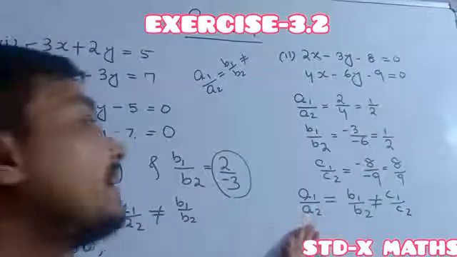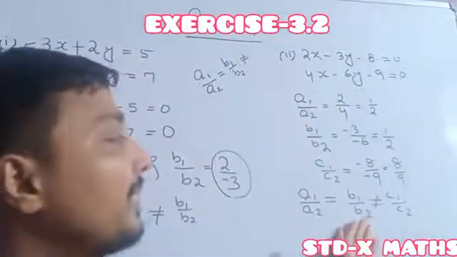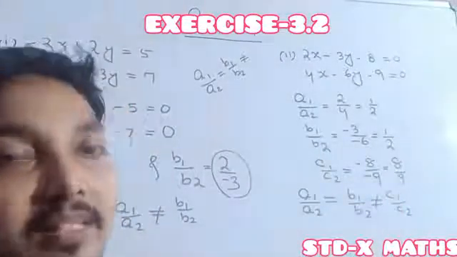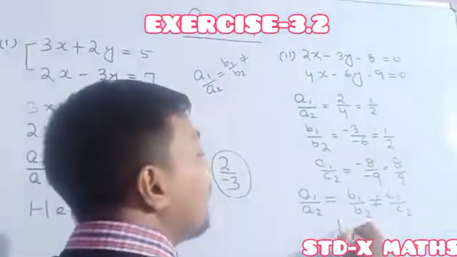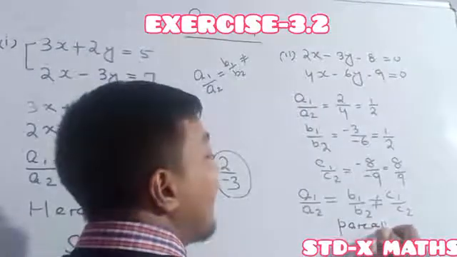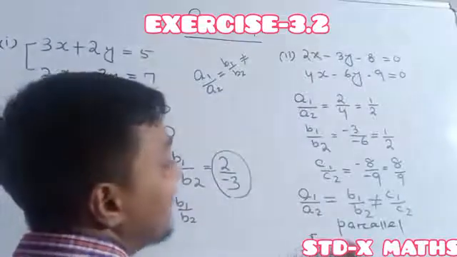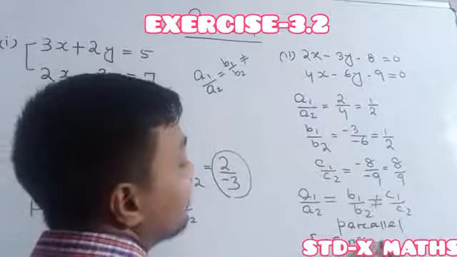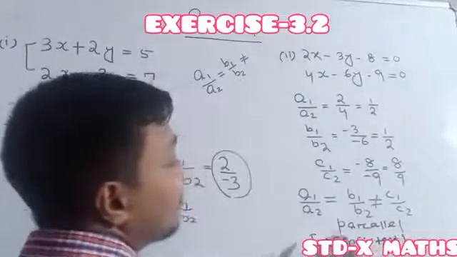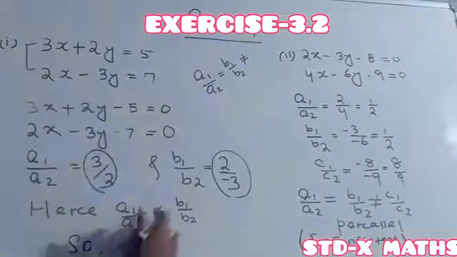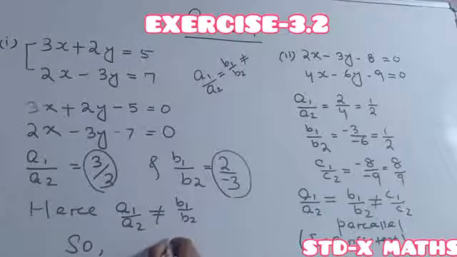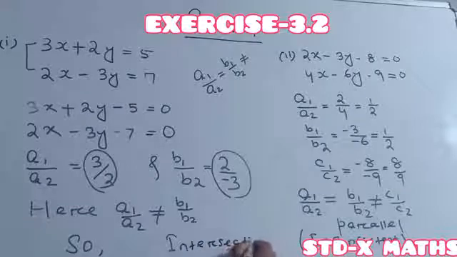Whenever A1 by A2 is equal to B1 by B2, it is not equal to C1 by C2, it means the graphical representation will be parallel. So as it is parallel, meaning having no solution, both the linear equations are inconsistent. Understood? And in this situation where it is not equal, the graphical representation will be intersecting. As it is intersecting, it is consistent.